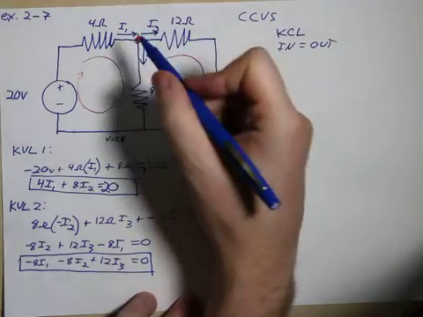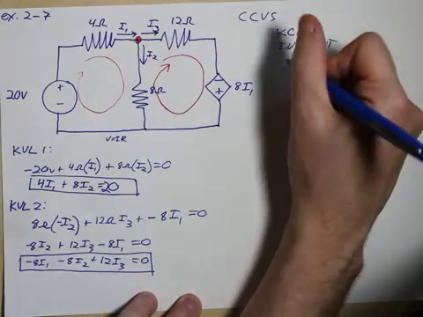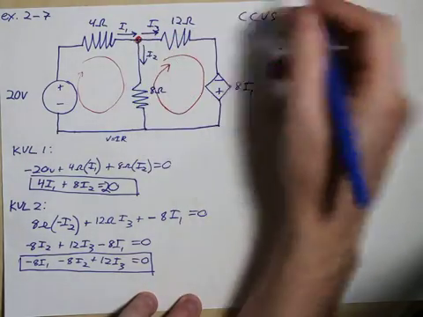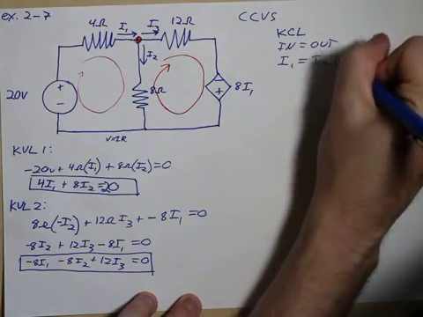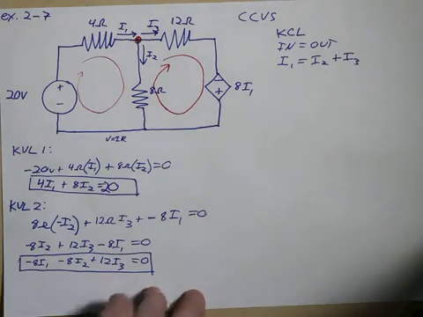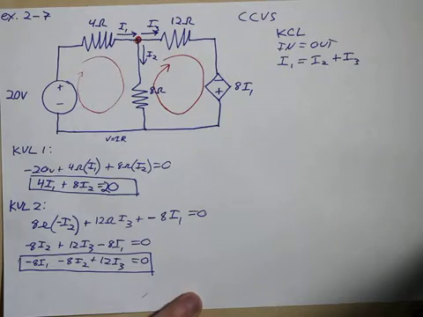Into a node equals the out of a node. So here we've got an I1 coming in, equals, and then these are the 2 coming out, I2 plus I3. And that's it for that equation. It's a really simple one. So how do we put these all together?